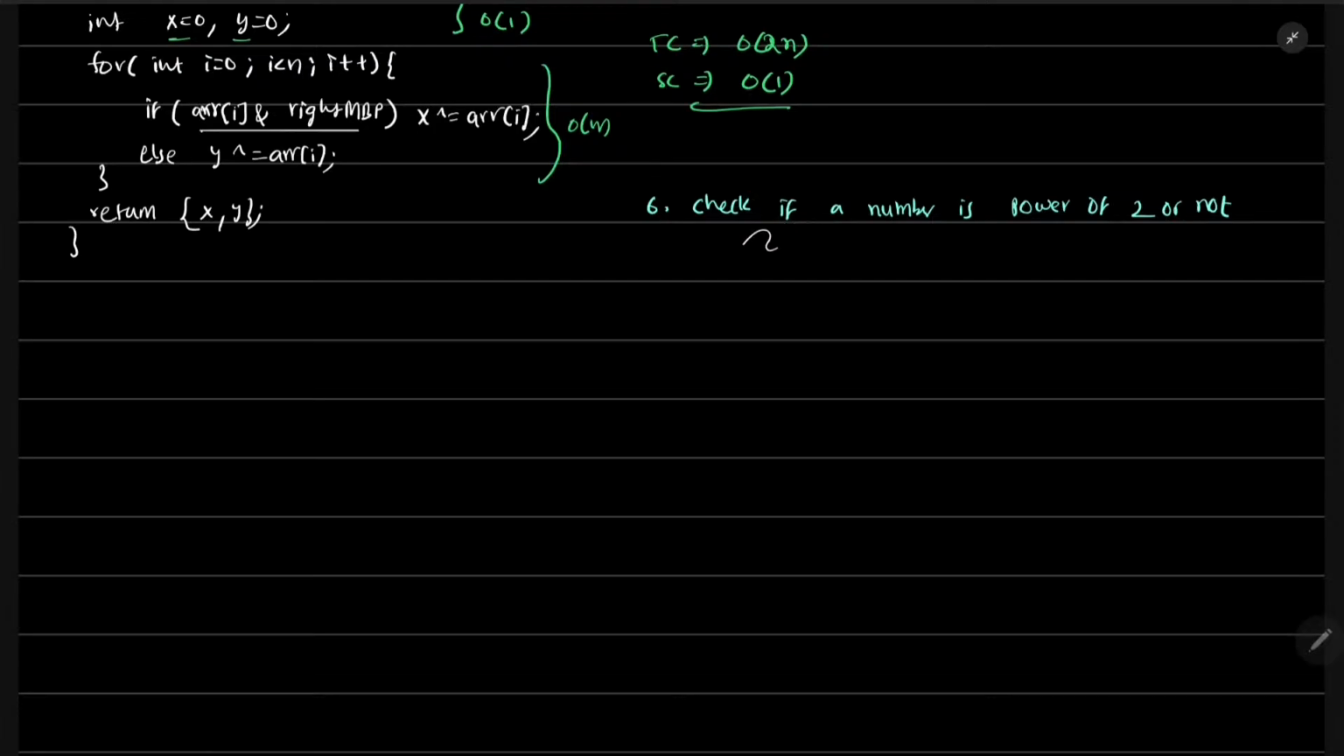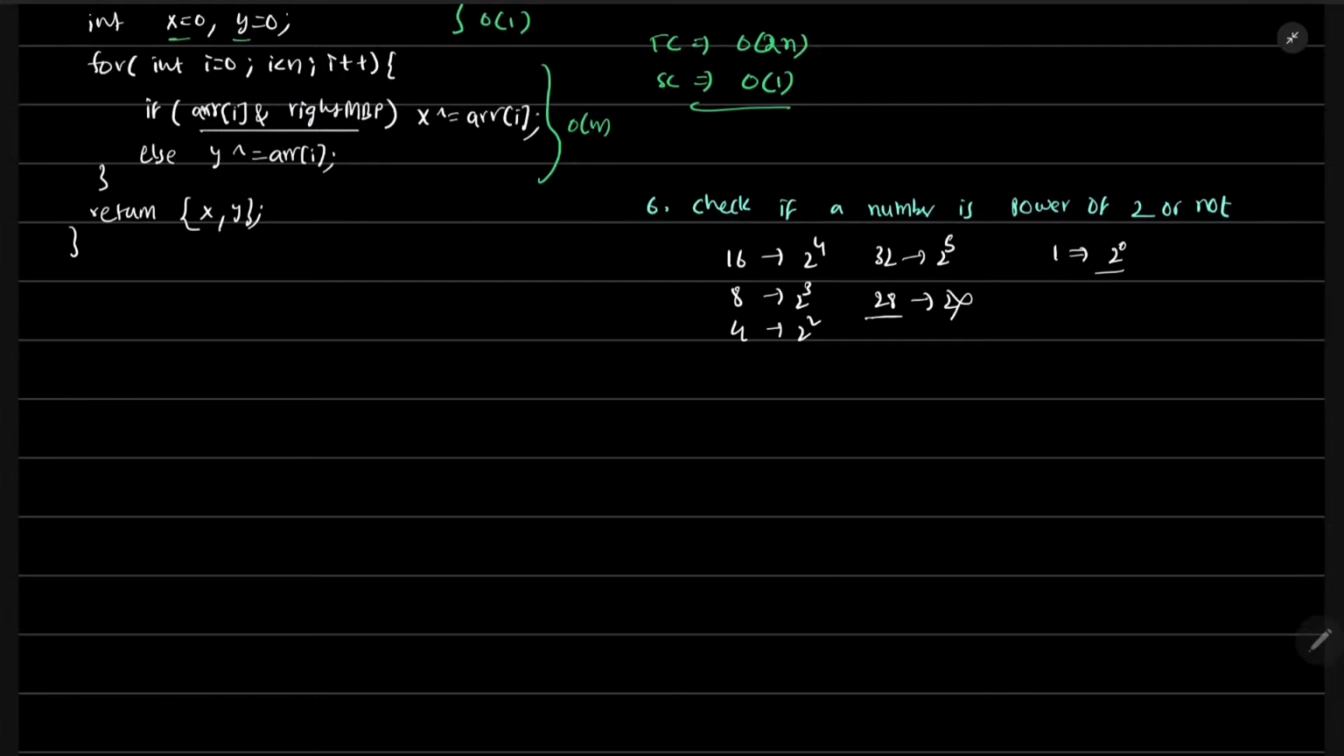So let me give some examples. For 16, it is 2 power 4. It is power of 2, right? For 8, it is 2 power 3. For 4, it is 2 square. And for 32, it is 2 power 5, right? And for 28, it is not a 2 power, right? It is not a 2 power number. So for 1, yes, it is 2 power 0 is 1, right?